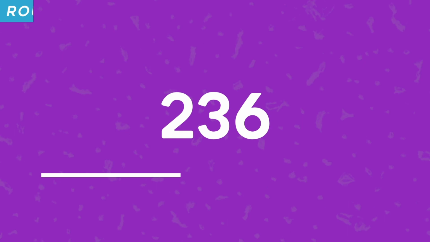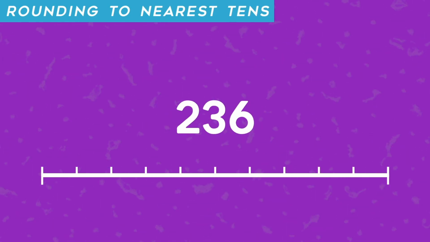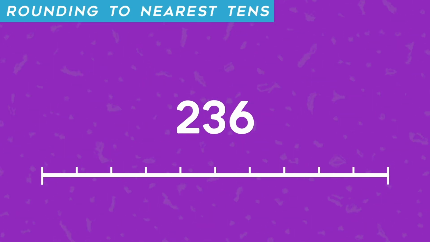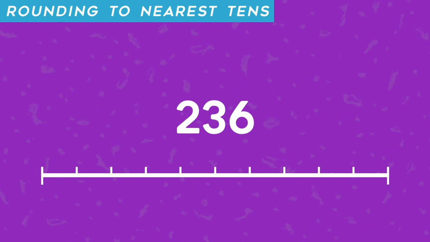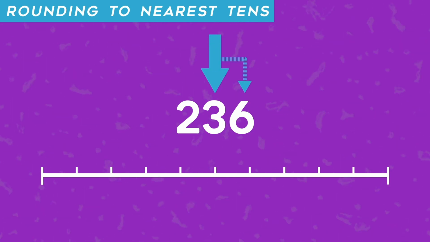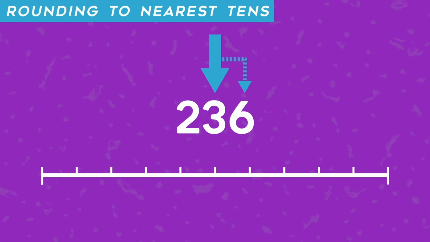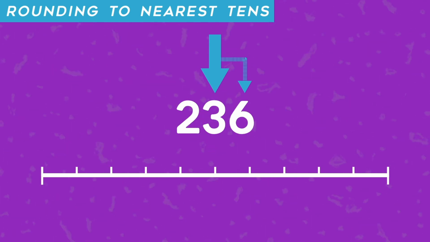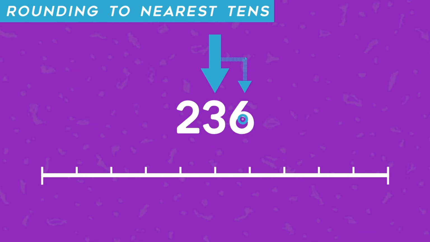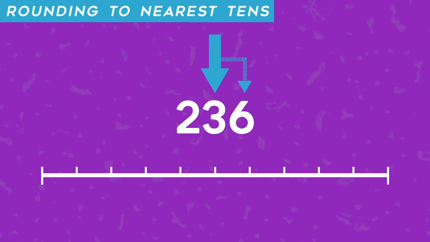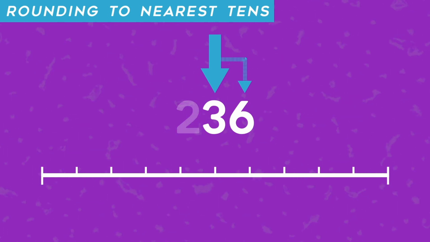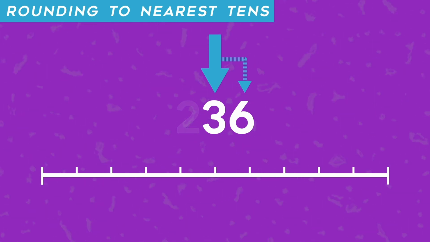To start, let's try rounding 236 to the nearest tens place. First, we need our handy-dandy mini number line, always there when you need it. Like we saw in our first example, all you need to round is 2 digits, your target digit and its friend to the right. Since our target is the tens place, we need the tens and its friend to the right, in this case, the ones. So we're going to hide this hundreds place for now. Don't worry, it's still there with us, we're just going to hide it for now.